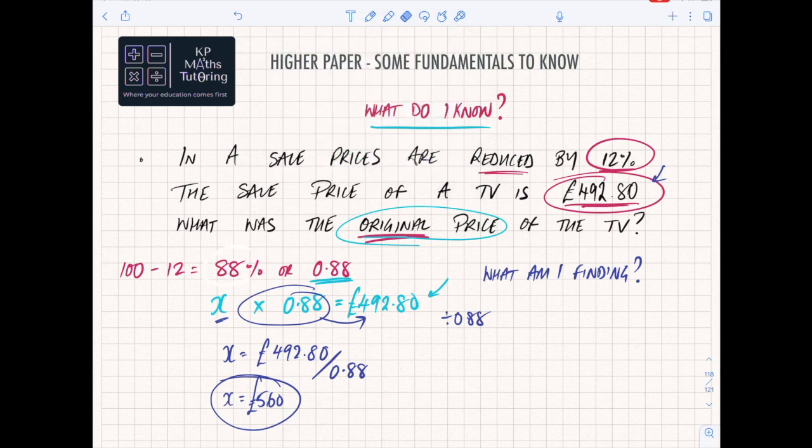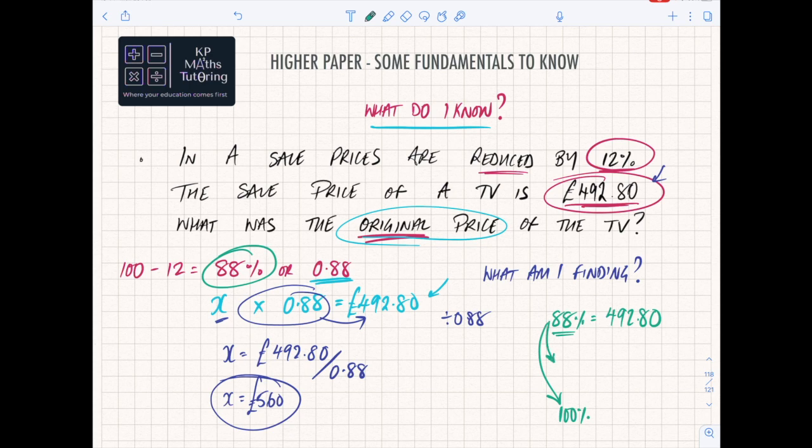There is a second way you could do this. Okay, we could use this 88% over here. So this concept here, you could say, right, well, 88% is equal to £492.80. That's what I know. And the reason it's 88% is because it's had 12% off. So what you need to do is try and get this to 100, okay? Because 100% is the full price.